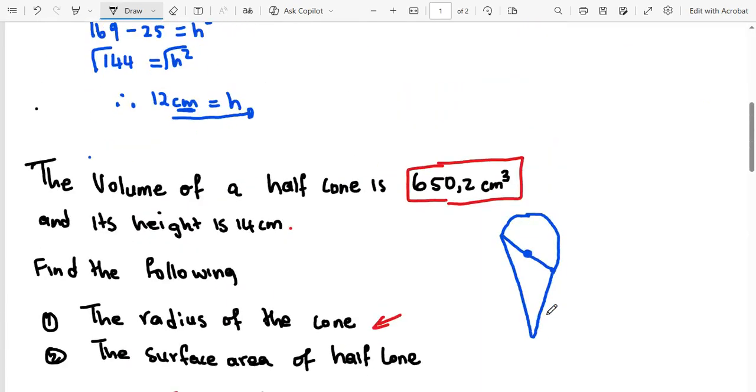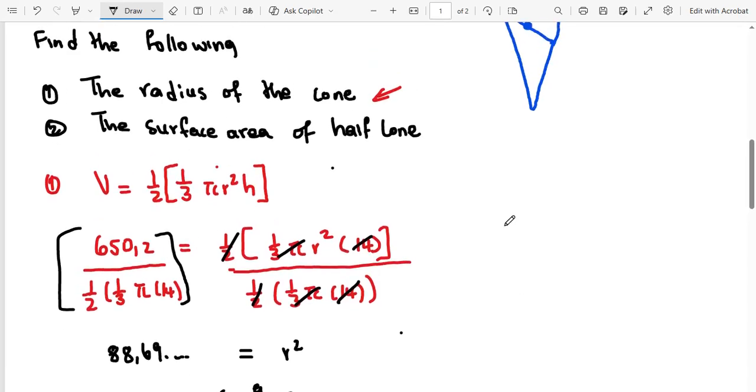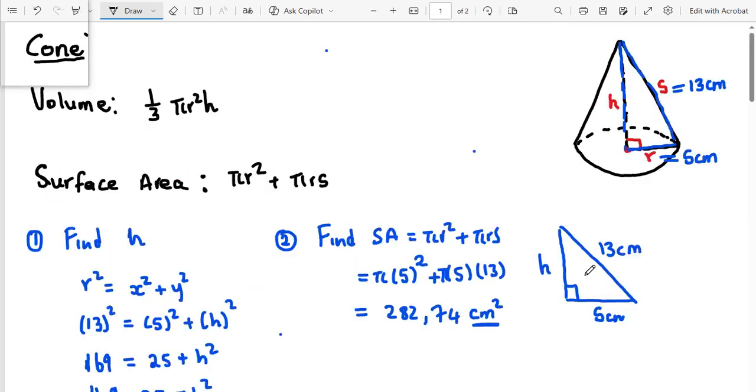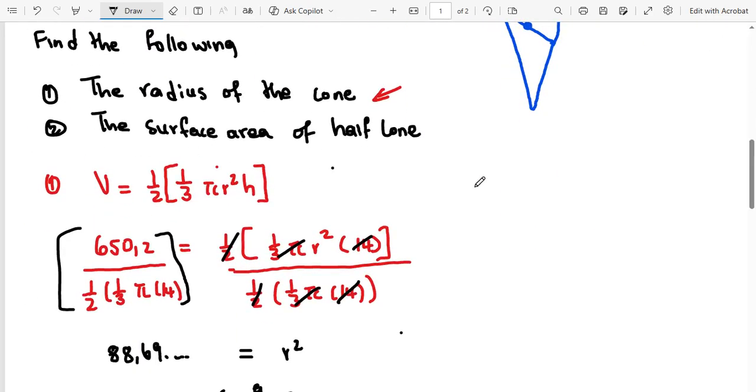Okay, let's answer the second question. The surface area. So now they are looking for the surface area of the half cone. Grade 11s, I don't want to waste time on this. The second question is the surface area of a half cone. So there's something that we need to add here, very, very important.